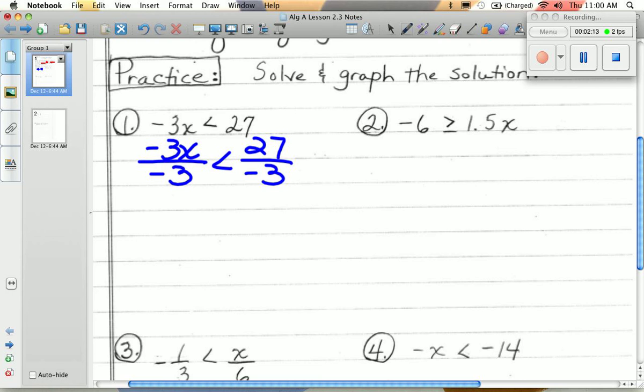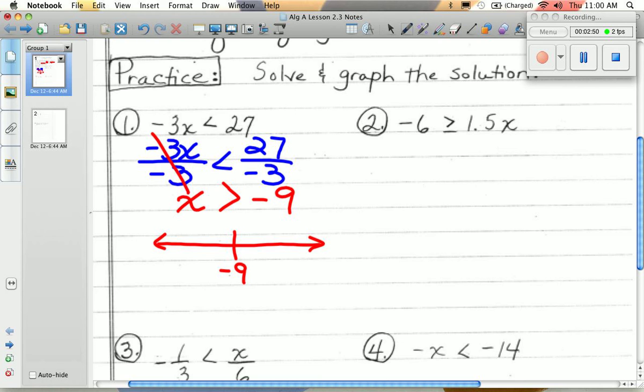So when we divide by a negative number, our negative 3's will cancel out and we'll have x by itself. But we divided by a negative, so we have to switch our symbol. And what's 27 divided by negative 3? Negative 9. So our variable is by itself, and we have our solution. So we're ready to graph it. Negative 9.